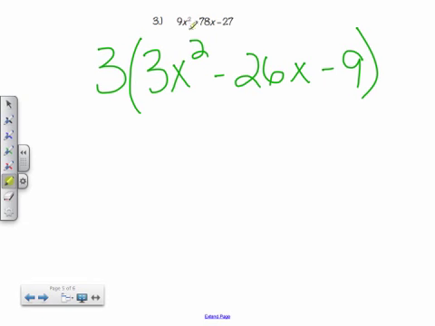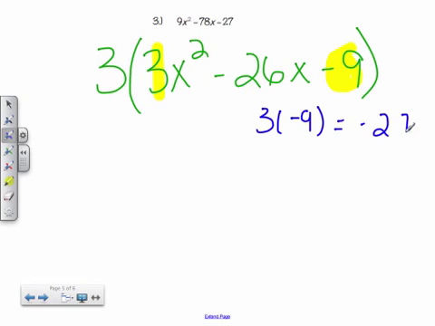Now, because of this leading coefficient not being 1, I'm going to try grouping just to see what's going to happen. I think it's going to make my life a little bit easier if I use grouping in this example. So what I'm going to do is take my A value, which is 3, my C value, which is -9, and multiply those two numbers together. So 3 multiplied by -9 gives me -27.